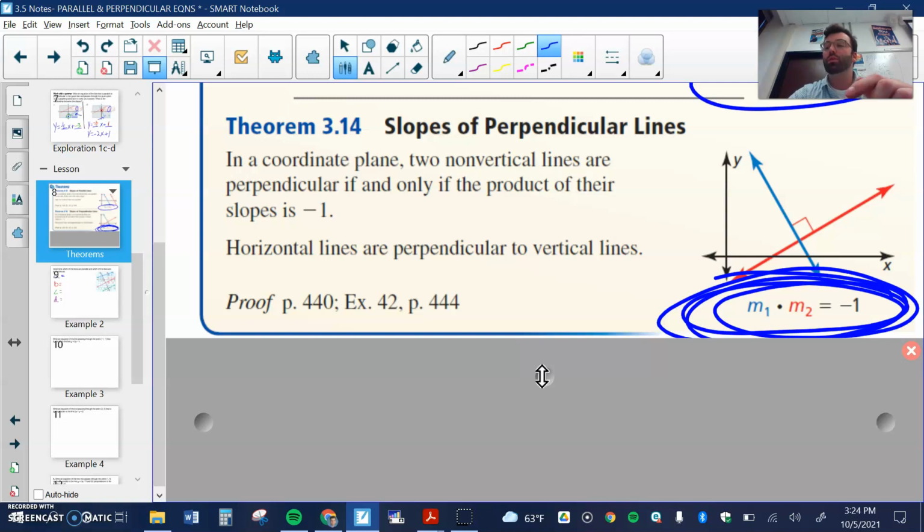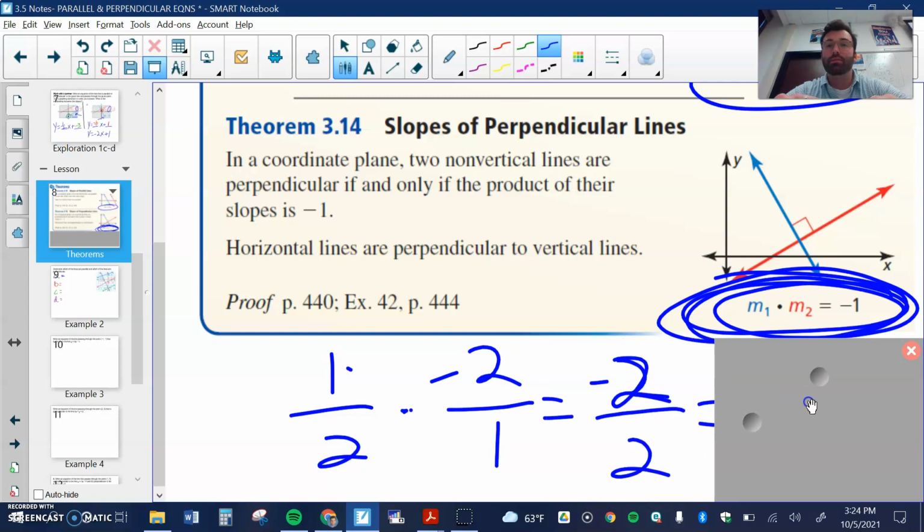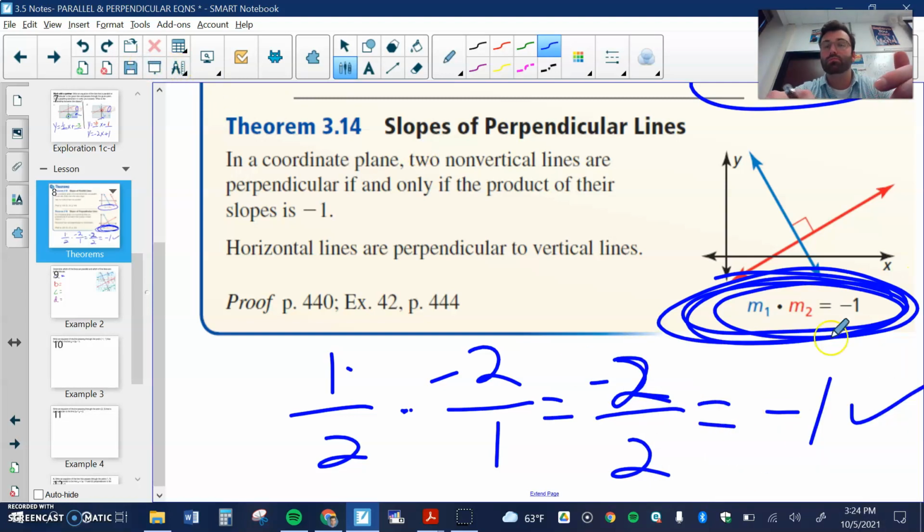So if you're ever doing any work and you want to figure out if you have the right slope for your perpendicular slope, multiply your slopes together. If I did this on the last problem, 1/2 times negative 2 over 1, 1 times negative 2 gives me negative 2 over 2, which is in fact negative 1, so that would check out.